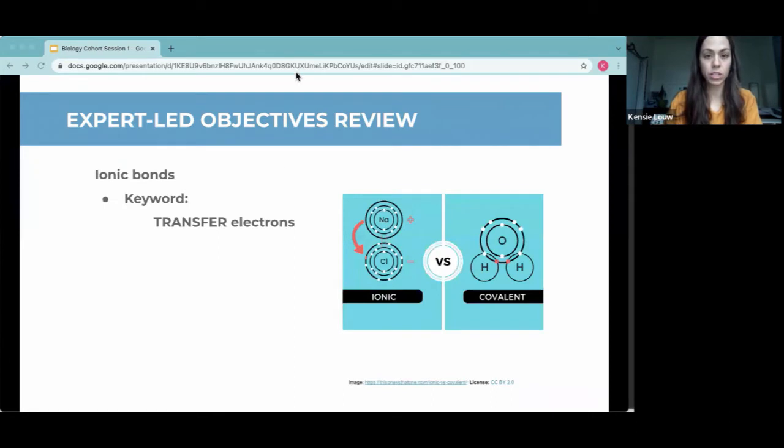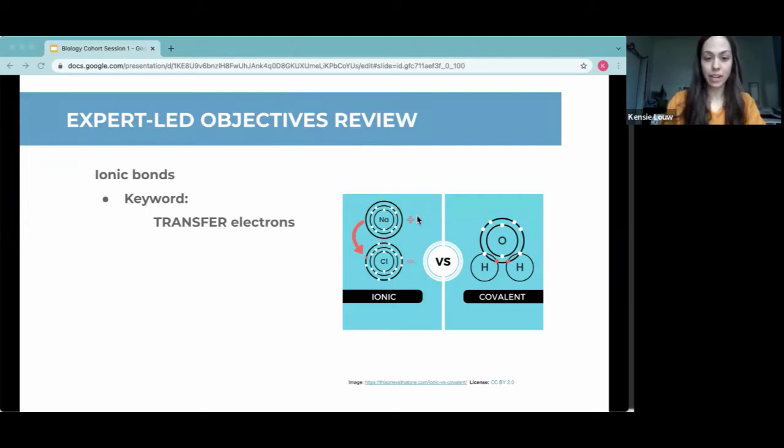So the first one we'll talk about is the strongest, which is ionic bonds. With ionic bonds, the key word is transfer. Ionic bonds are formed when electrons are transferred from one atom to another. And this is an illustration of that. Ionic bonds usually form with atoms that have loosely held outer electrons. So these atoms will drop electrons easily to become positive ions.